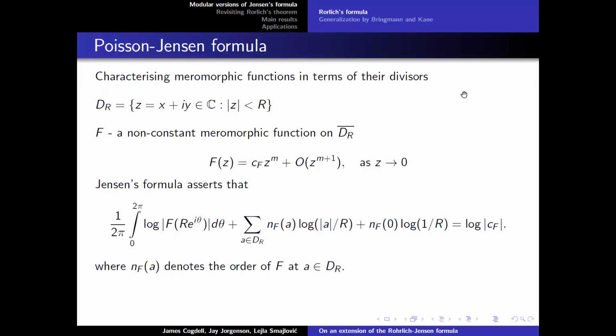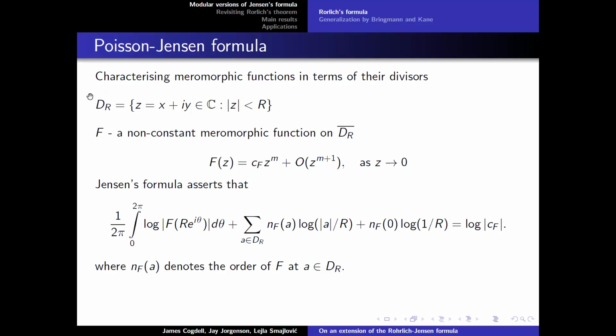Okay, so let's begin. First, let me just recall what we all know from our complex analysis course, and that's Jensen's formula, which is also sometimes called the Poisson-Jensen formula. It's a formula which helps characterize meromorphic functions in terms of their divisors.